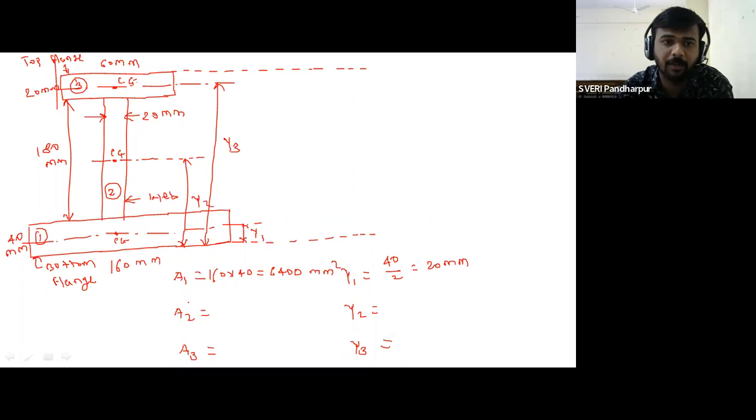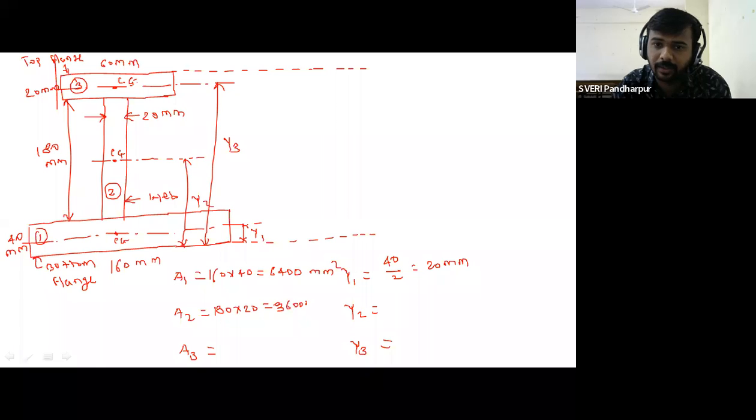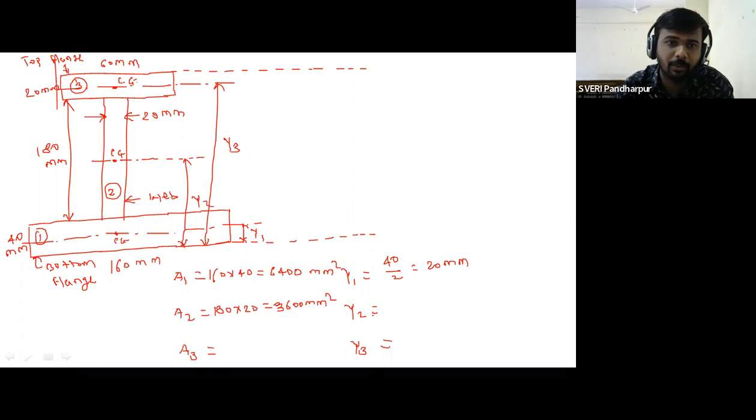Then A2, this is the area for the vertical rectangular section. Their dimensions are 180 by 20. So what is this area? 3,600. And then y2 distance is equal to this 40, we have to take as it is, 40 plus 180 divided by 2. How much? 130 mm.